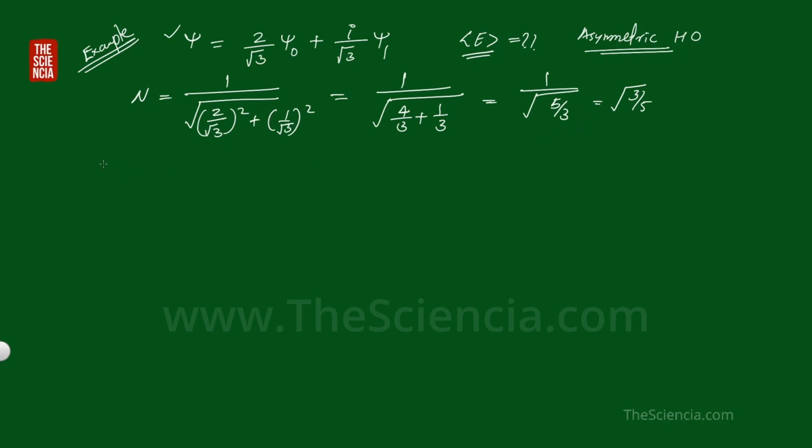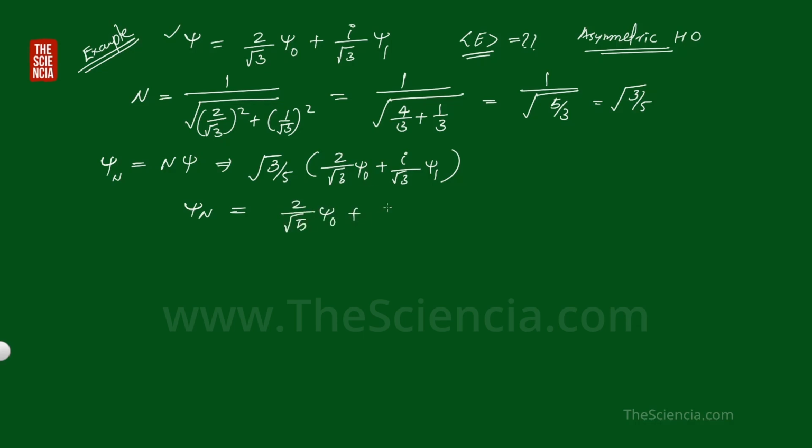So the normalized wave function psi will be equal to N psi, right? That is equal to root 3 by 5 into 2 by root 3 psi 0 plus i by root 3 psi 1. We can cancel this root 3, so the normalized wave function is equal to 2 by root 5 psi 0 plus i by root 5 psi 1.